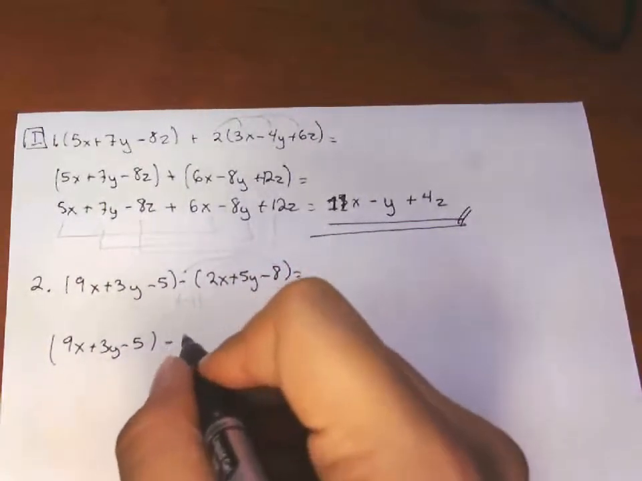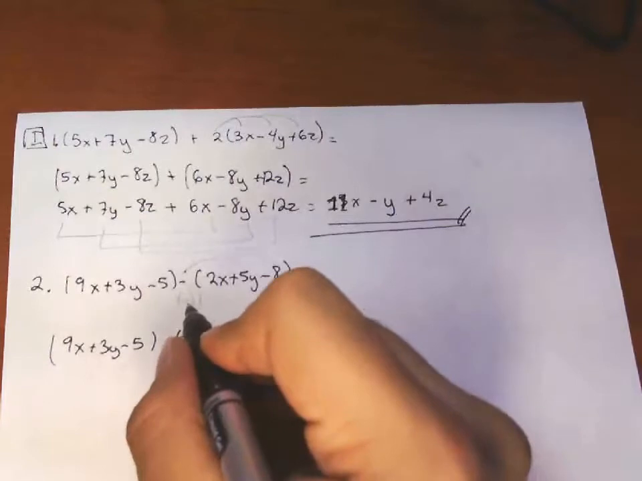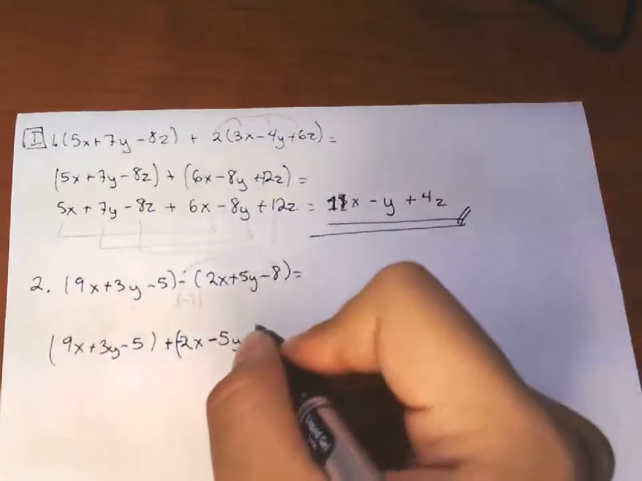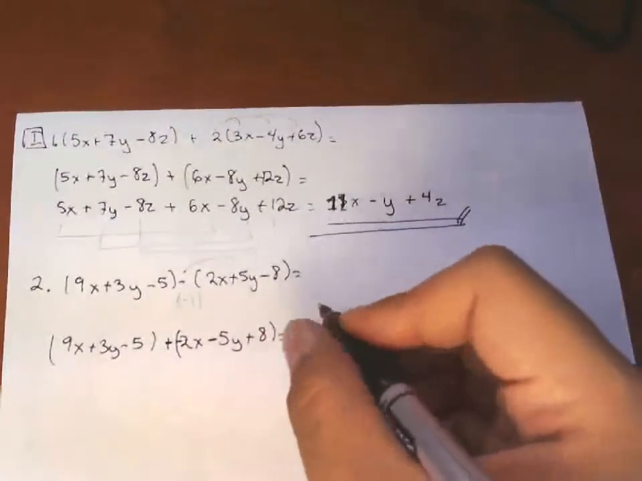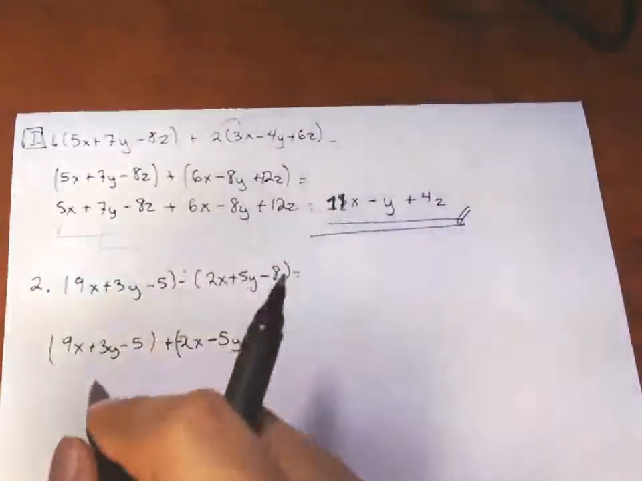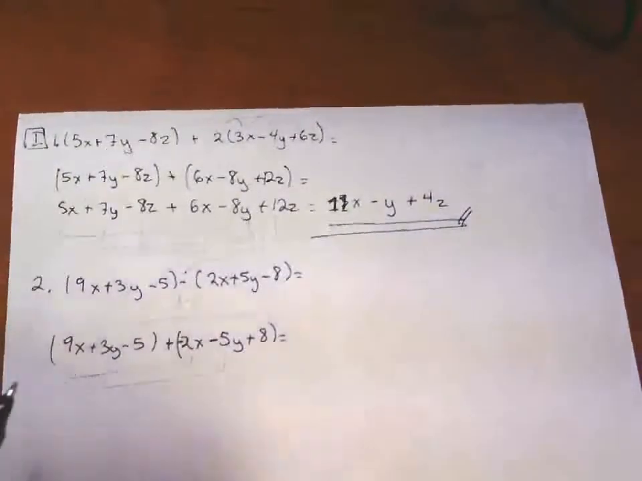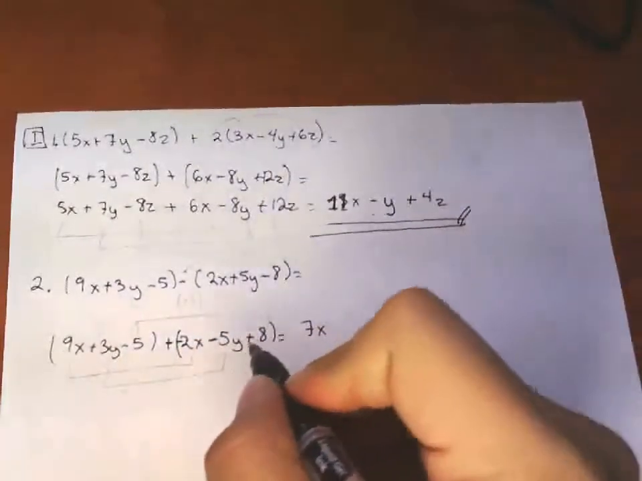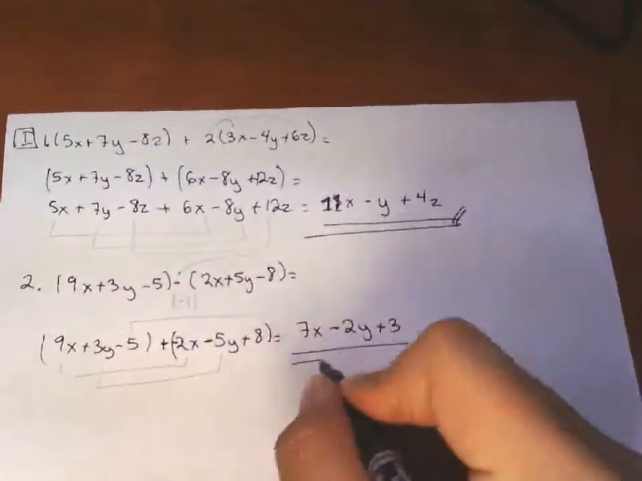minus 1 times minus 2, times 2 minus 2x, minus 1 times 5 minus 5y, and minus 1 times minus 8 plus 8. Okay? So then we have sums and subtractions, so we can just eliminate the parentheses and we can start joining common terms. This one and this one, this one and this one, y with y, and independent term with independent term. Therefore 9 minus 2, 7x, 3 minus 5 minus 2y, and minus 5 plus 8, 3. There you go.